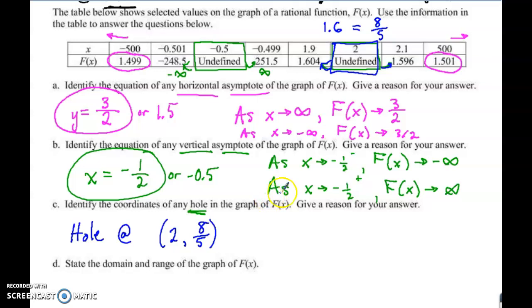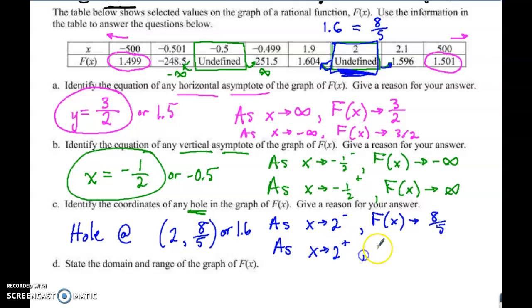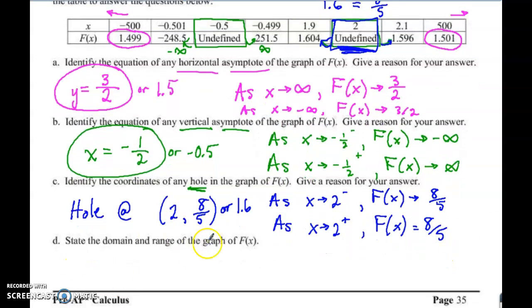Now again, you don't want to write f of 2 equals 8/5 because that's technically wrong. F of 2 is undefined. That's what's stated right here. But your reasoning is as x approaches 2 on the left side, that function is getting closer to 8/5. And again, I will accept it if you write 1.6, I just like fractions. And as x approaches 2 on the right side, it's getting closer to that same value of 8/5. So now we have enough to state the domain and range.